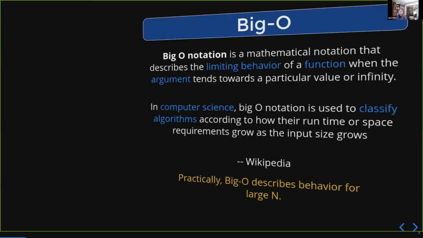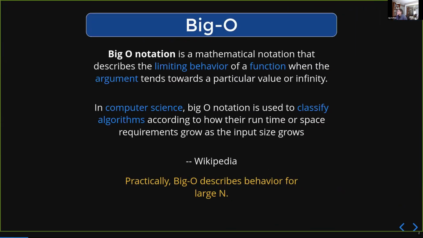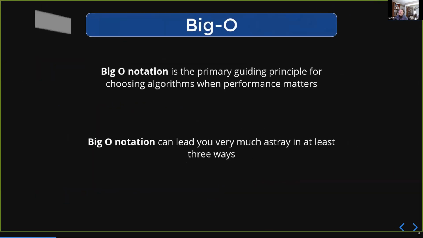Okay. We all know what big O is at a group like this. It wasn't invented by Knuth, but popularized by him, as the way to characterize algorithm performance. From a practical point of view, this is how you talk about how your algorithm performs for large N. So it's usually the primary guiding principle for choosing algorithms when you're worried about performance. And my point is that this can lead you very much astray.